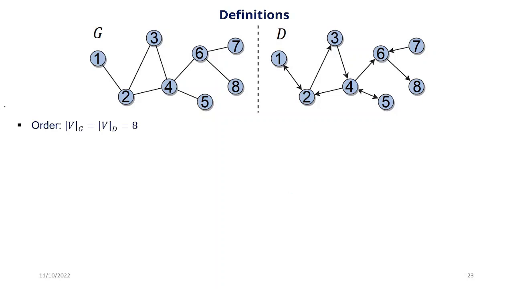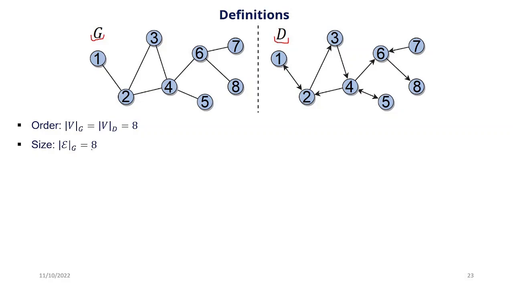The order of G. So we differentiate between them. We generally use G for the undirected graph. We use D for the digraph. The order, which is the number of vertices, is 1, 2, 3... Both of them contain 8 vertices. The order of G is equal to the order of D, and both of them are 8.